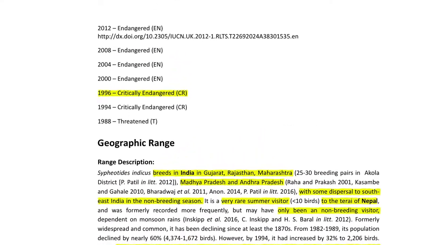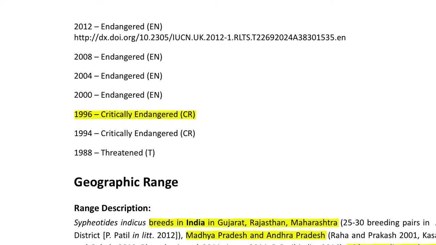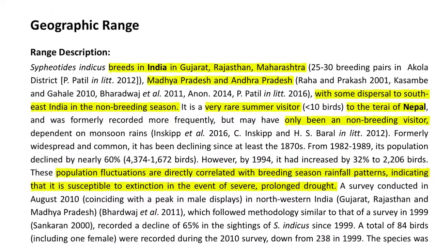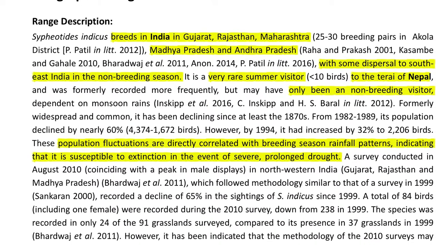Next, we have the change in conservation status. So, this bird was critically endangered, at least in the past. The years are not important, will not be asked, but you need to know that it was indeed critically endangered in the past, but after that, it has been endangered. Its status has improved. Next, we have the geographical range of this species.